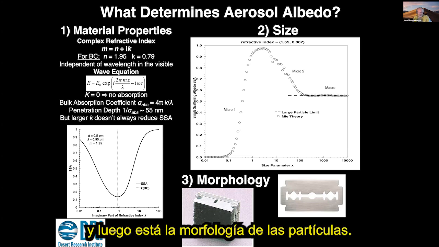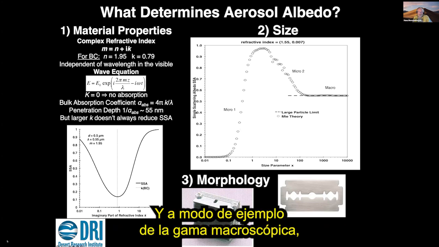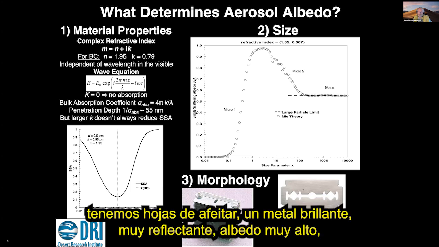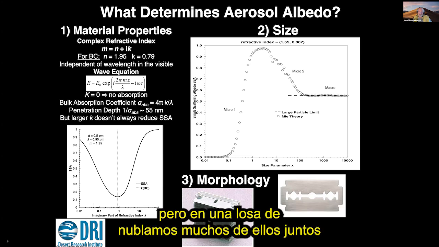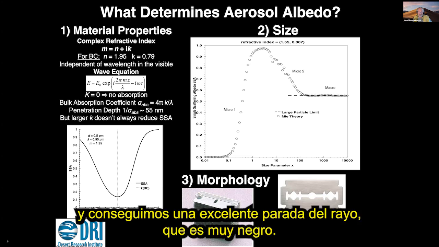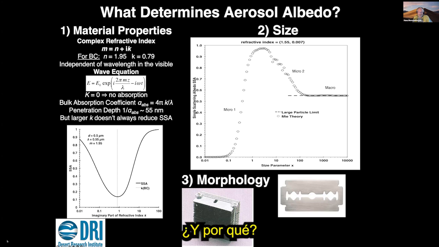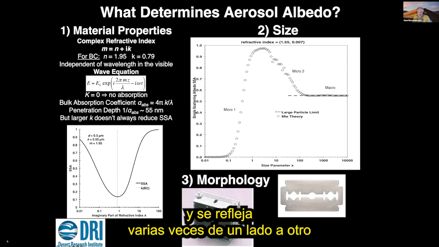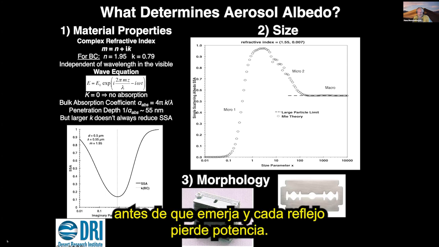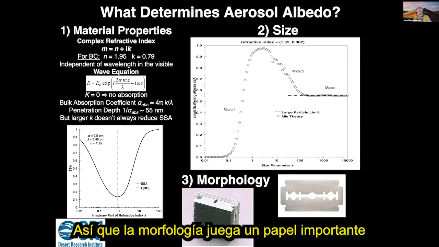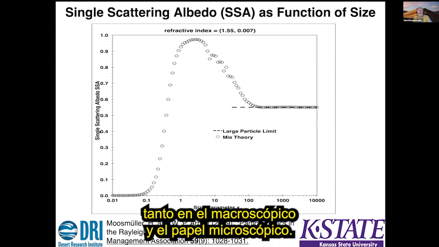And then there's particle morphology, and just as an example of the macroscopic range, we have razor blades, a shiny metal, very reflecting, very high albedo. But in an optics lab, often we clamp 20 of them together, and we get an excellent beam stop, which is very black. And why is that? The light penetrates between the blades and gets reflected multiple times back and forth before it emerges, and every reflection it loses power. So the morphology plays an important role both in the macroscopic and the microscopic realm.